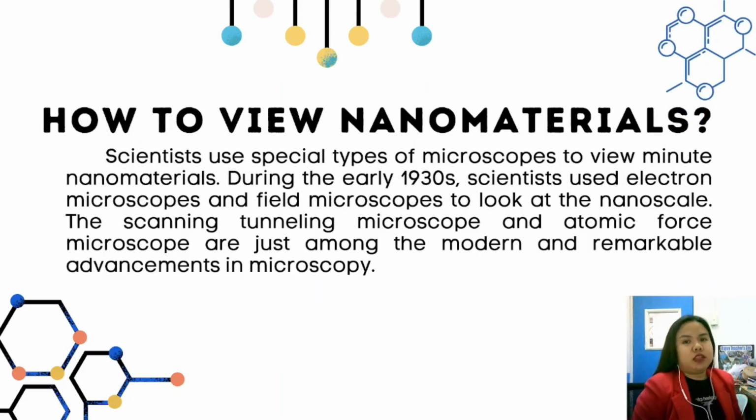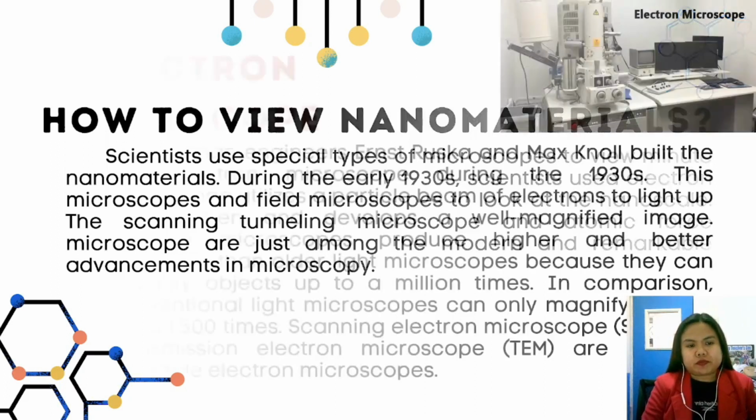How to view nanomaterials? Scientists use special types of microscopes to view minute nanomaterial. During the early 1930s, scientists used electron microscope and field microscopes to look at the nanoscale. The scanning tunneling microscope and atomic force microscope are just among the modern and remarkable advancements in microscopy.